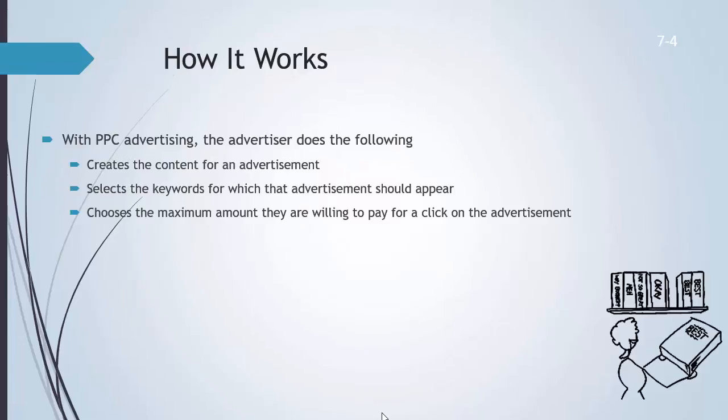So this is how it works. Think of yourself as the advertiser. The things you would need to do is you need to create the content for the advertisement. Then you'd also have to go out and look at the keywords for which the advertisement should appear. So if somebody types a certain keyword that they're looking for, do you want that keyword to be a trigger to have your advertisement come up on the screen? Then, this third bullet, you need to choose the maximum amount that you're willing to pay for a click on that advertisement. And so they would probably bundle that, and then you would pay once it reached that amount.